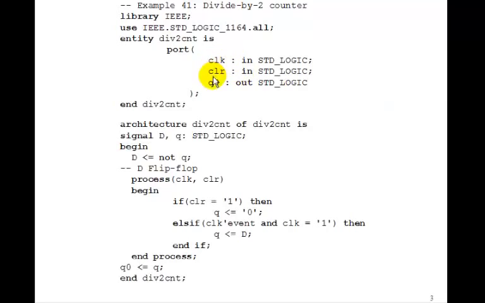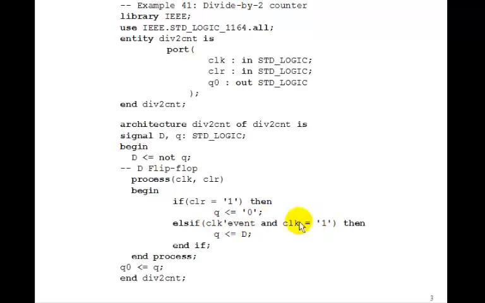The inputs will be clock, clear, the output Q0. We'll need signals D and Q. Then D is just not Q. And then we'll just make a process for our D flip-flop like we had in the previous lessons. We'll say if clear equals 1, then Q gets 0. That's our asynchronous clear. Else, remember clock'event and clock equals 1 means rising edge of the clock.